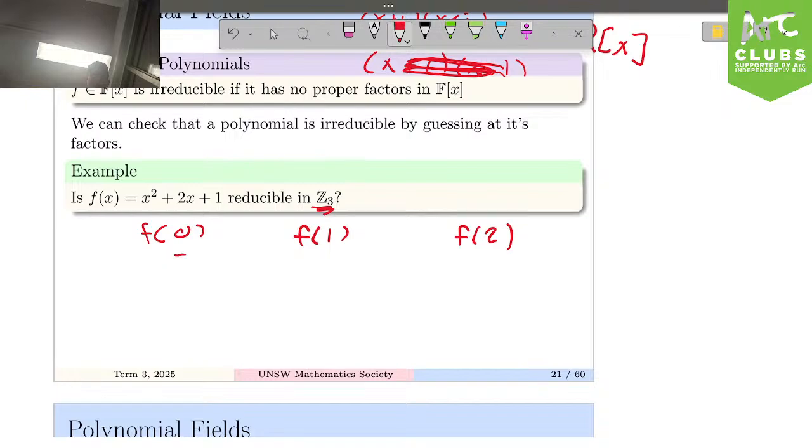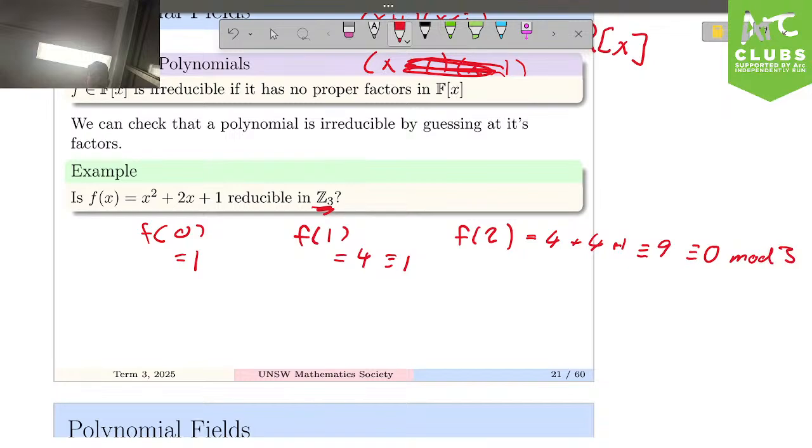Well, f of 0 is going to be 1. It's not 0, not a root. F of 1 is going to be 1 plus 2 plus 1, which is 4. We're in Z3, so this is equivalent to 1. Not a root. Is 2 a root? Well, we can test: this is 4 plus 4 plus 1, which is 9, which is equivalent to 0 mod 3. So, 2 is a root.